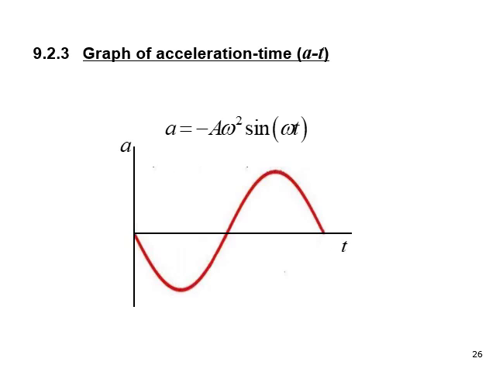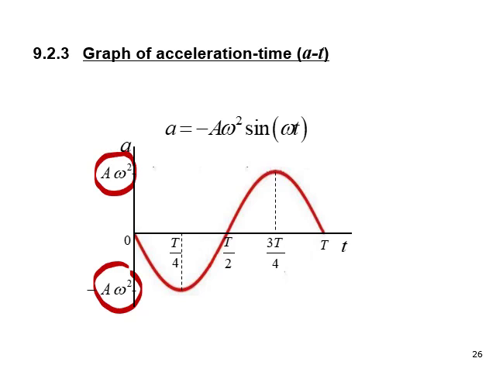Then, graph of acceleration against time. Since a is equal to negative A omega squared sine omega t, hence the shape of the graph is negative sine graph. The peak value of the y-axis represents the value of maximum acceleration, which is equal to A omega squared.